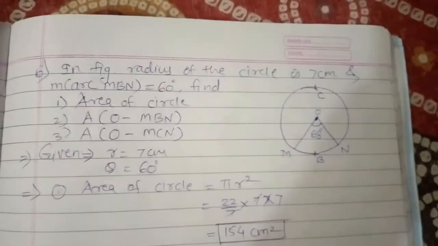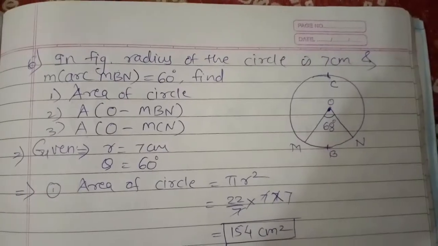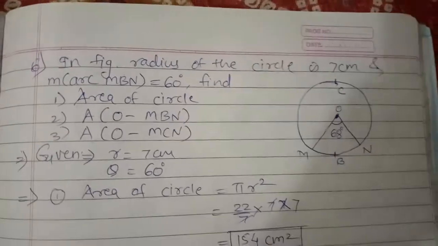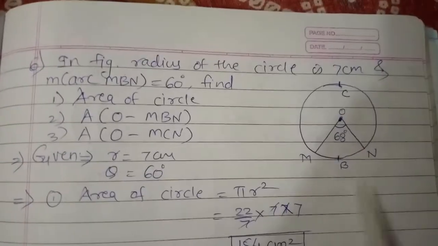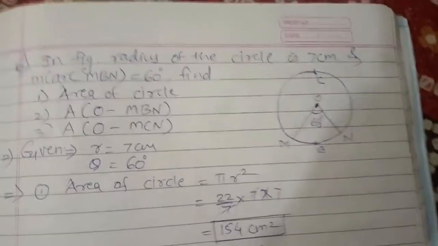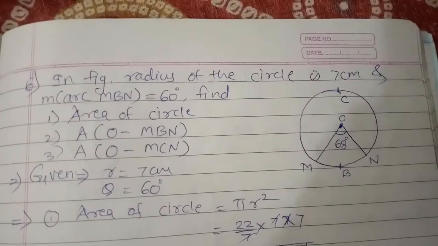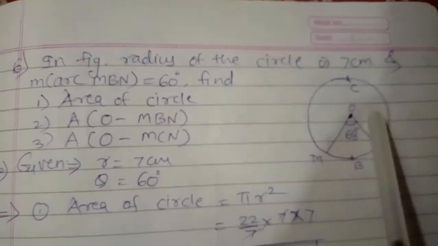Hello students, now I am going to continue the chapter Mensuration of standard 10, exercise 7.3, example number 6. In the figure, the radius of the circle is 7 centimeter and the measure of arc MBN is equal to 60 degree. So here you are given the figure, see the figure.